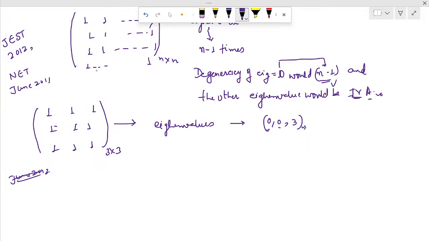Please remember, if all the entries are 1, I'm again repeating, if all the entries are 1, then always remember the eigenvalue 0 would be one of the eigenvalues, and it would be repeated n minus 1 times. And the other eigenvalue would be simply the trace of that particular matrix.